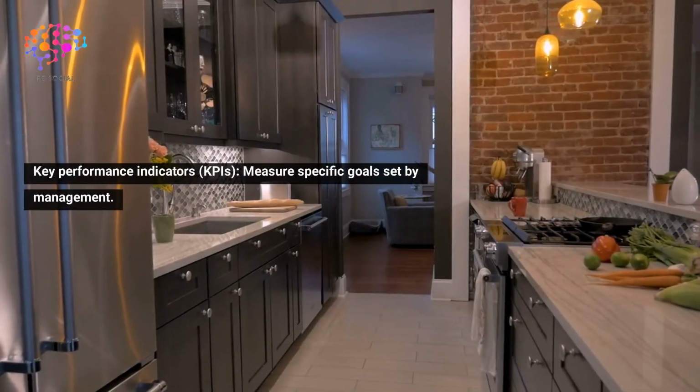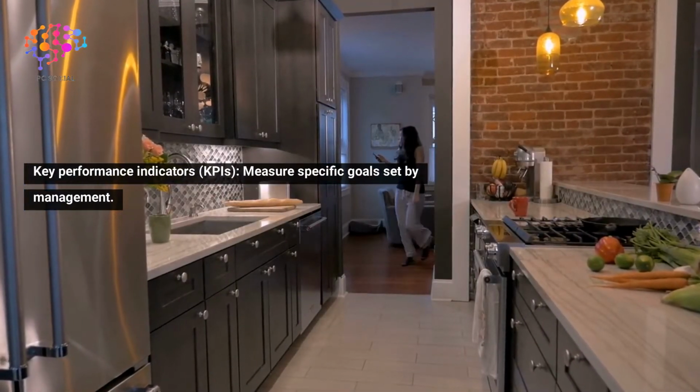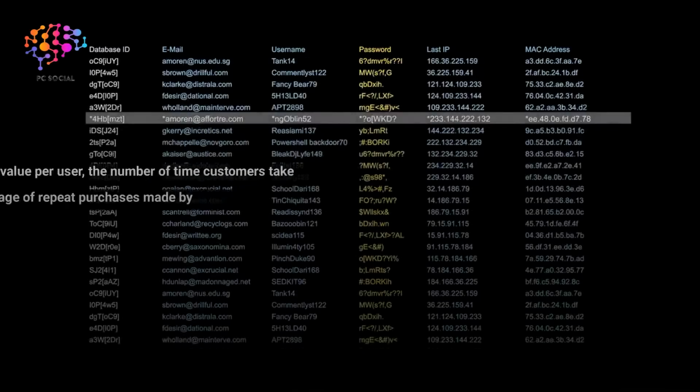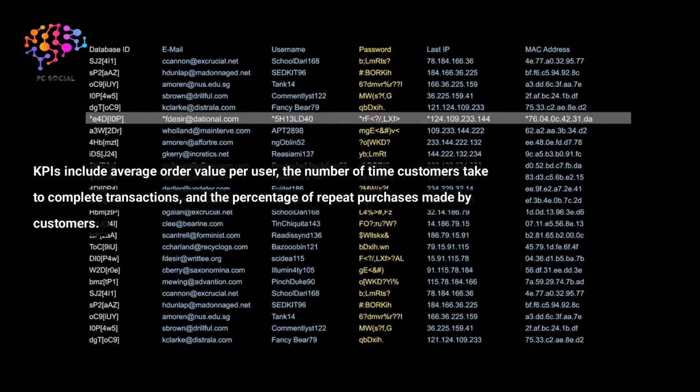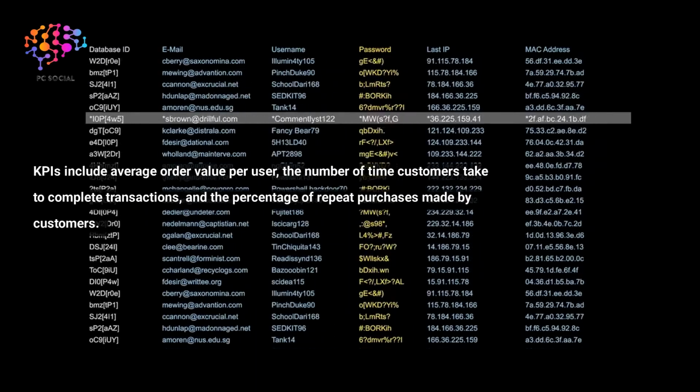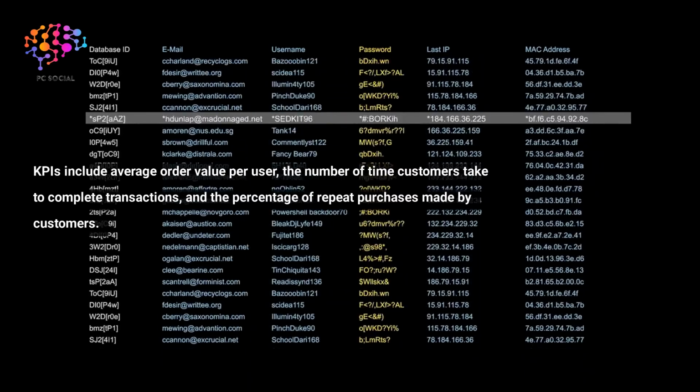Key performance indicators, KPIs, measure specific goals set by management. KPIs include average order value per user, the amount of time customers take to complete transactions, and the percentage of repeat purchases made by customers.